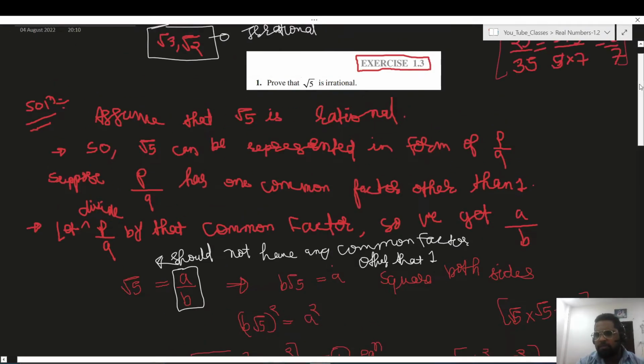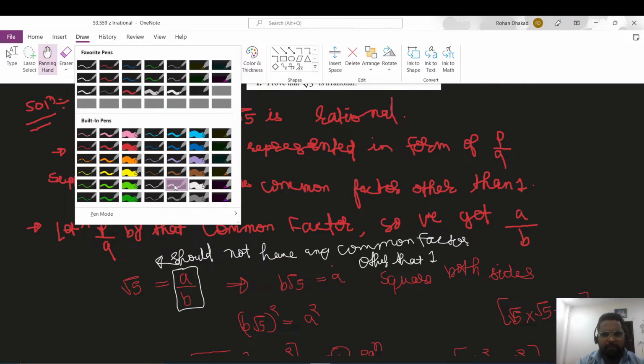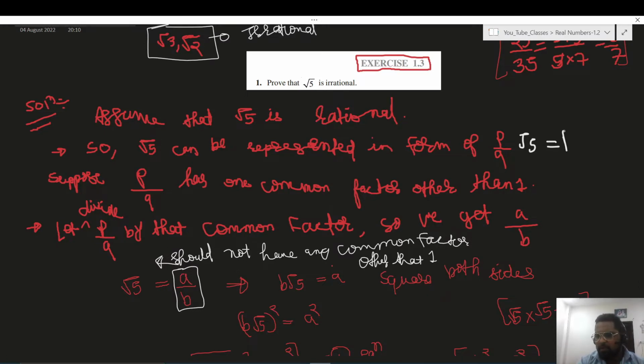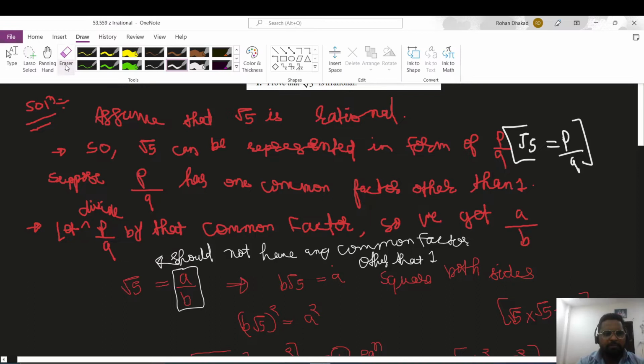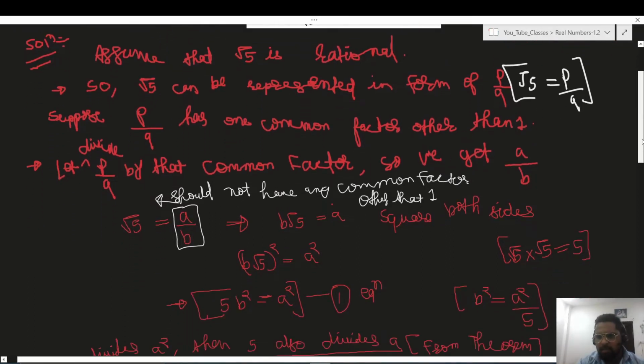So I can write that root 5 is equal to a upon b, because according to this line root 5 is equal to p upon q, since I said that root 5 can be represented in the form of p by q. Here we get a upon b, so root 5 is equal to a upon b. This is the simplified rational number.